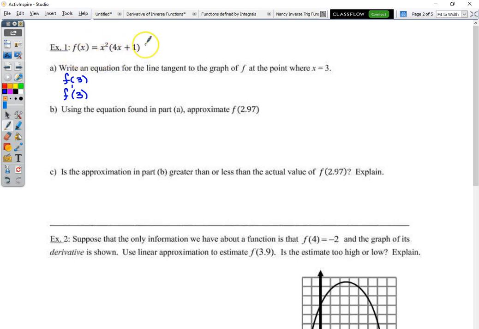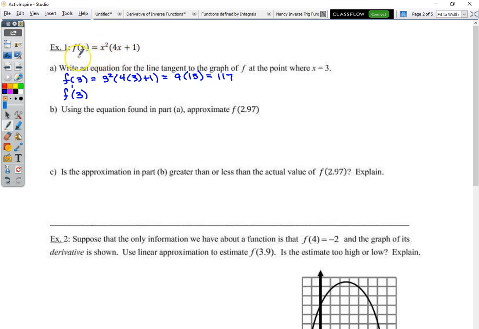So I look here and f of x is x squared times 4x plus 1, so that one I probably will just go ahead and do directly. This is 3 squared times 4 times 3 plus 1. So what is that? That's 9 times 13. So 90 plus 27 is 117.